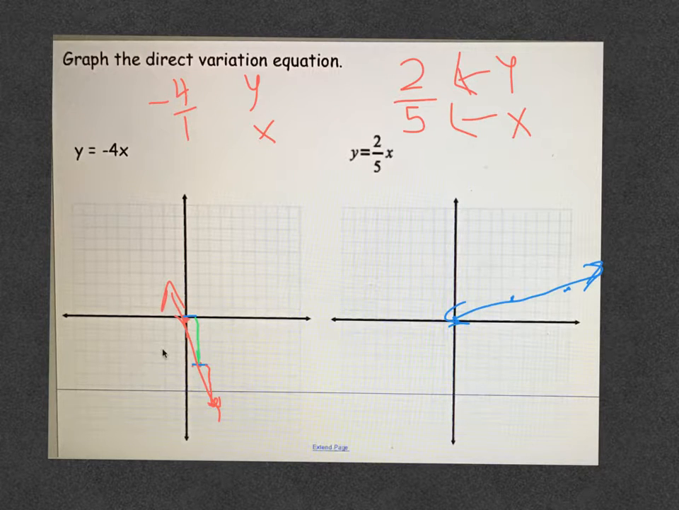And that's how that line should look, because 0, 0 is the first point, then you go up 2 and over 5, and up 2 and over 5 again.